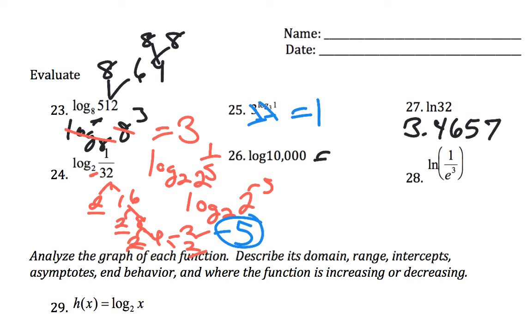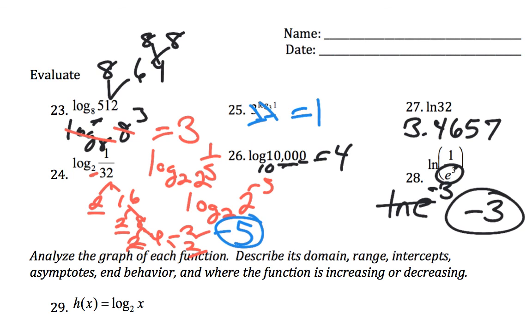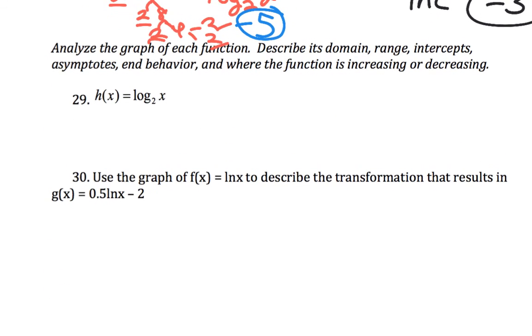This one, it's a log base 10. There are 1, 2, 3, 4 zeros, so it's 4. 28, the natural log. Well, this is the denominator, so it can't cancel out quite yet, but if I move it up and change that, now they're inverses. I'm left with a negative 3. I know you guys like those.